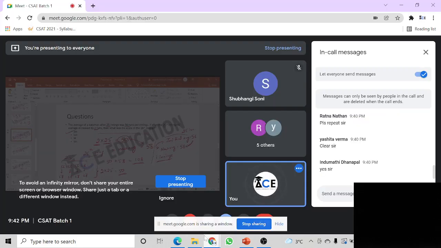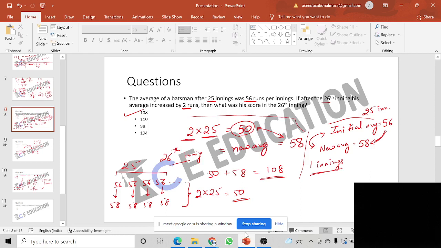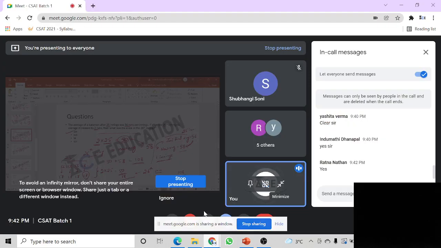Yeah, perfect. Ratna, is this point clear now? Yeah, perfect. Now what I'm saying is, in the 26th inning as well, he'll have to score the same runs as the average. Now the new average is 58. So in the 26th inning, it will be 58 again. So the total runs he scores is the addition of these two, which comes out to be 108. Is the entire solution clear now?